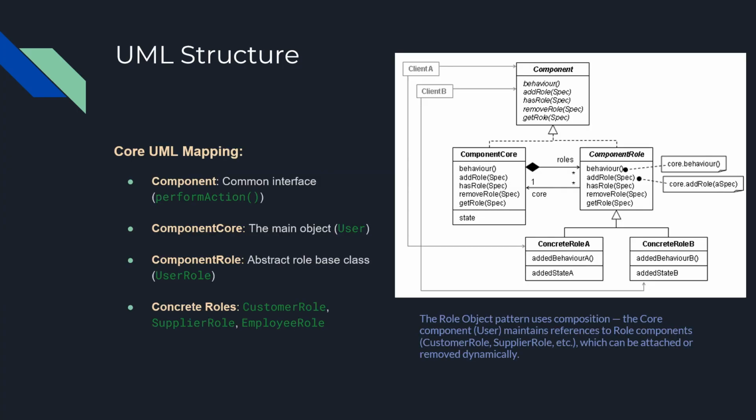And then here is the UML structure I mentioned earlier. The main object, or component core, maintains references to multiple role components. Each role inherits from a common interface, allowing consistent behavior calls. The core and roles can talk to each other, which keeps the system flexible. In my demo, the user is the core, and the seller role and the buyer role are the roles, obviously, and it directly follows this structure shown.